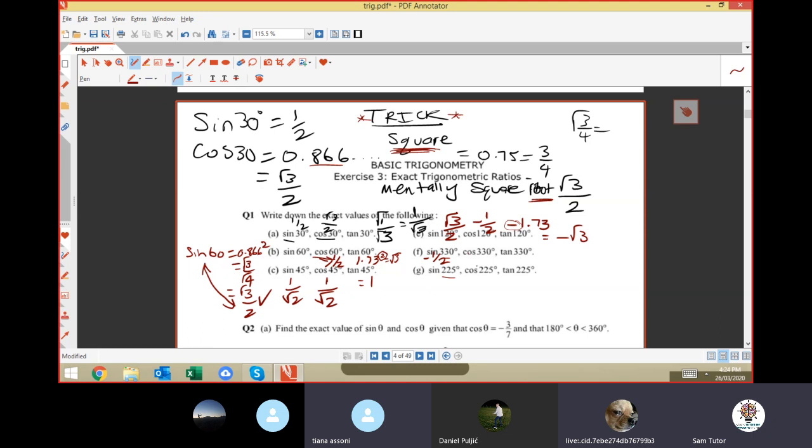Cos 330. It's 0.866. Just out of curiosity, press that SD button. Does it give it to you as a fraction? No. And that's why we have to square this one, whereas the first one you did here, 0.5 actually becomes a half, so you don't need to square it. All right, so you're here, 0.866, we're going to square it.